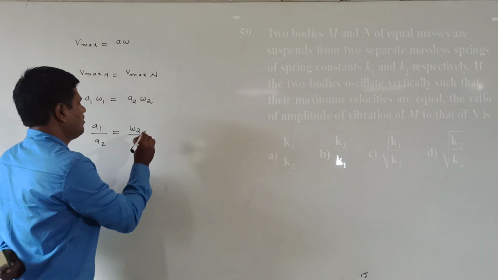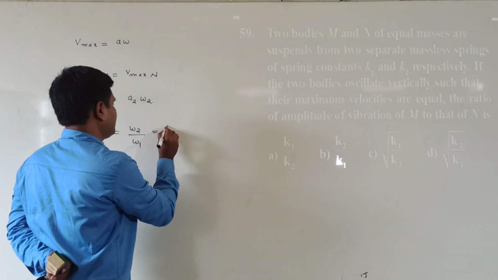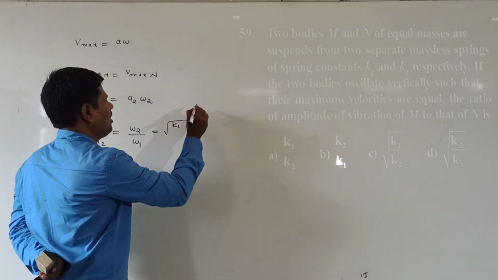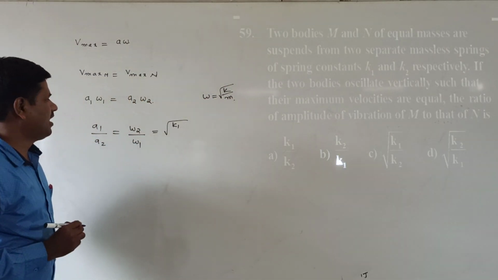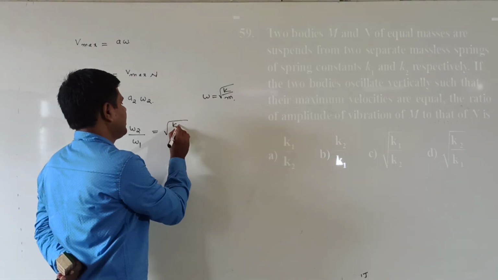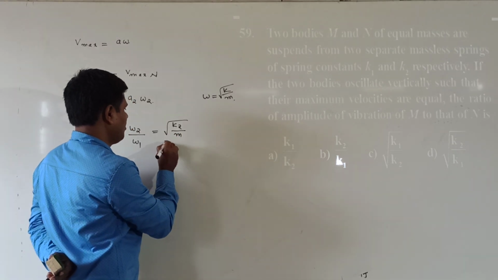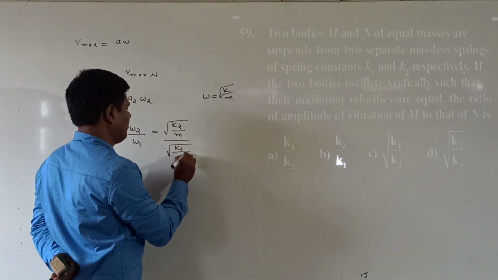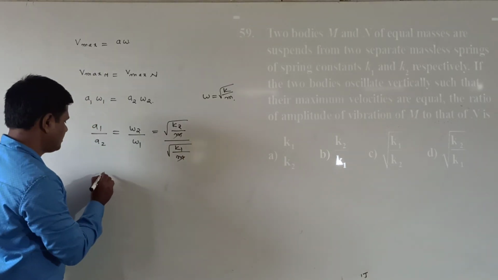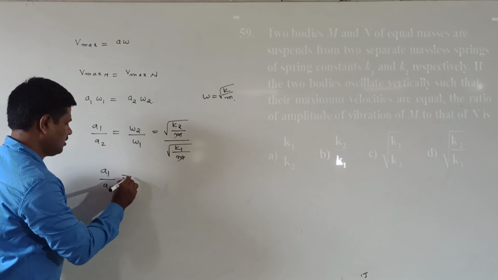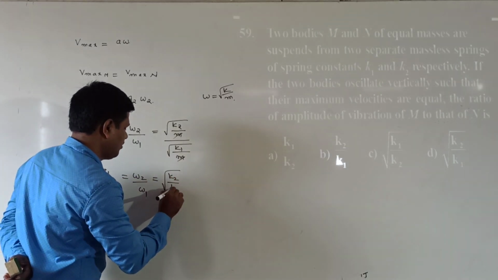In omega 2 by omega 1, the two bodies have equal masses. We know the formula omega is equal to under root of K by M. For the second body, the spring constant is K2 and the mass is the same, M. For the first body, the spring constant is K1 and the mass is the same, M. Now M cancels. So A1 by A2 is equal to omega 2 by omega 1, which is equal to under root of K2 by K1.